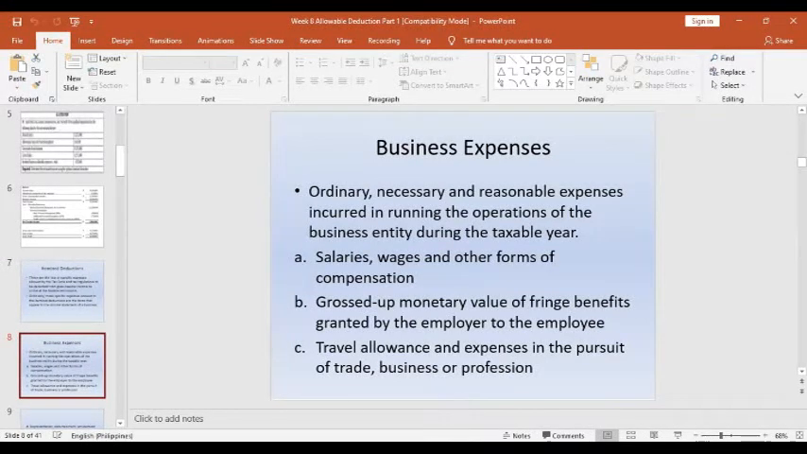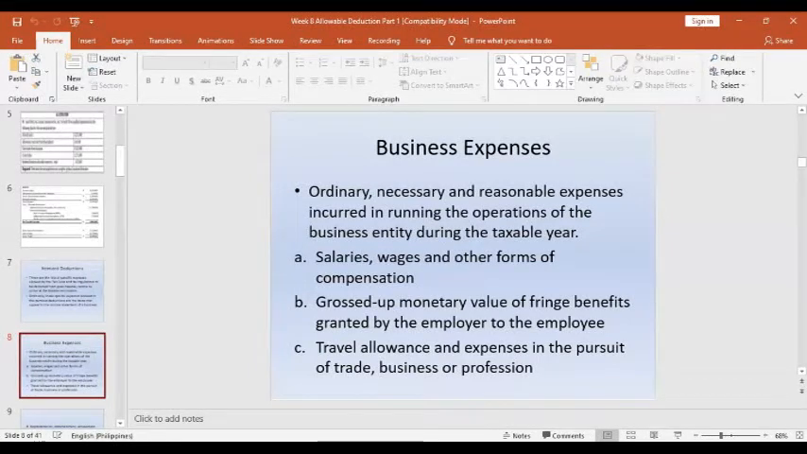First is the business expenses. The business expenses are the ordinary, necessary, and reasonable expenses incurred in running the operation of the business. And what are those business expenses that can be allowable deductions during the taxable year? Of course, the salaries, wages, and other forms of compensation. Please take note, this is on the part of the business expense, because the salaries, wages, and compensation are the income of the individual. But on the part of the business, this is a business expense. So do not be confused.